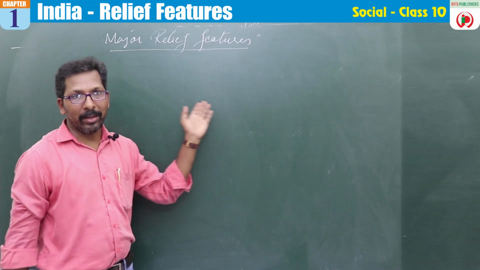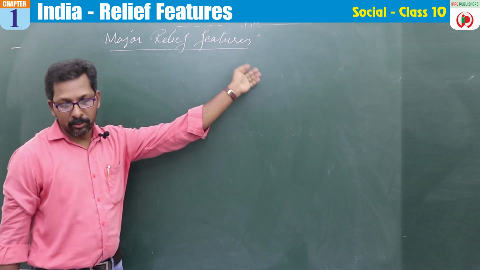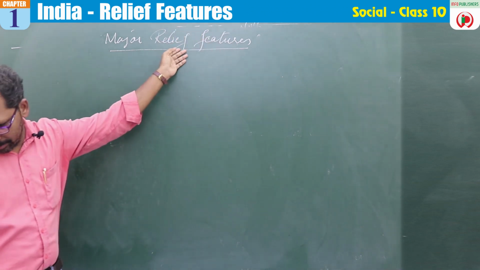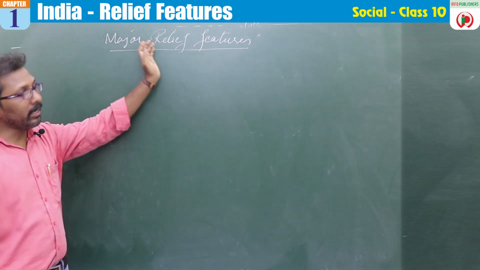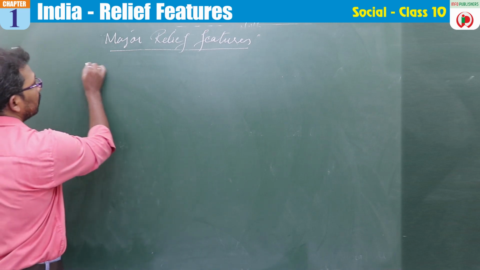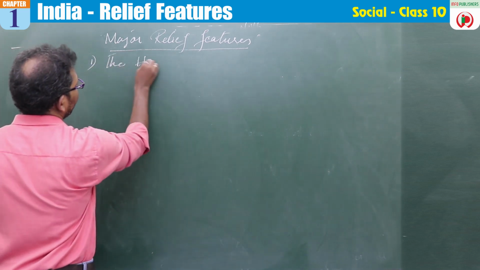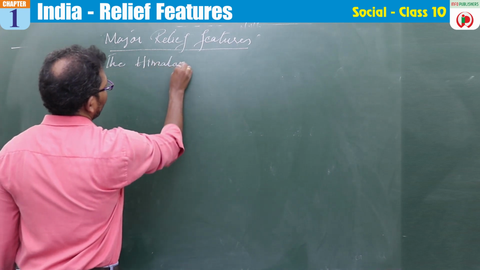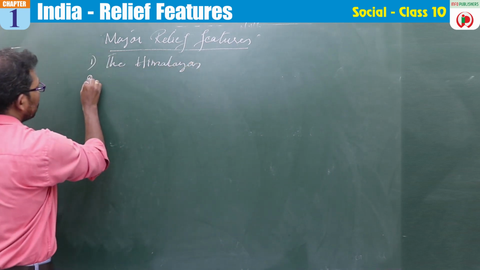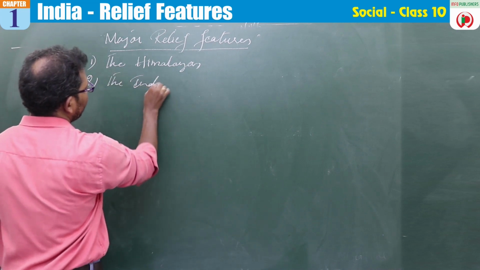So after the geological background, let us come to the main topic, that is relief features of India. The Indian relief features is divided into 6 main divisions. First one, the Himalayas. Second one, the Indo-Gangetic Plains.